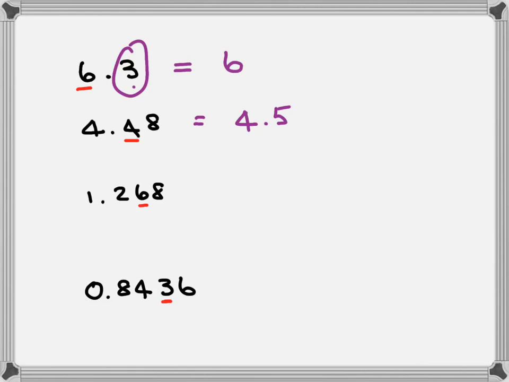The next one, we're changing our hundredth column based on this 8 over here, and it will change because 8 is more than 5. So that's going to become 1.27. And the last one, we're looking at our thousandth column, and we're going to use this one to change it, and it will change it because it's more than 5. So that one's going to be 0.844. I hope you got those right.